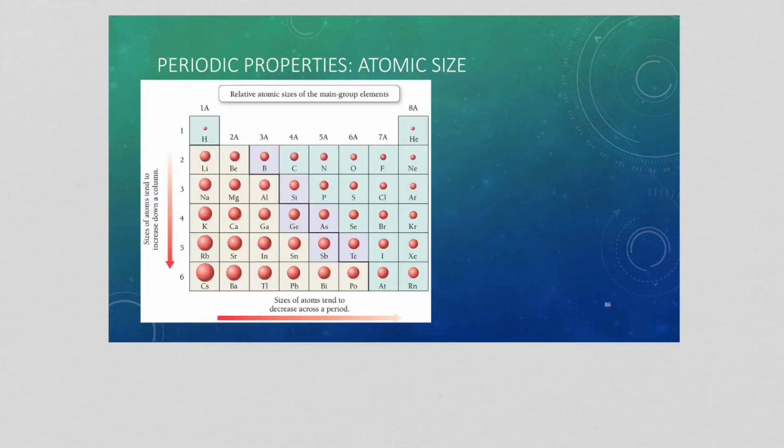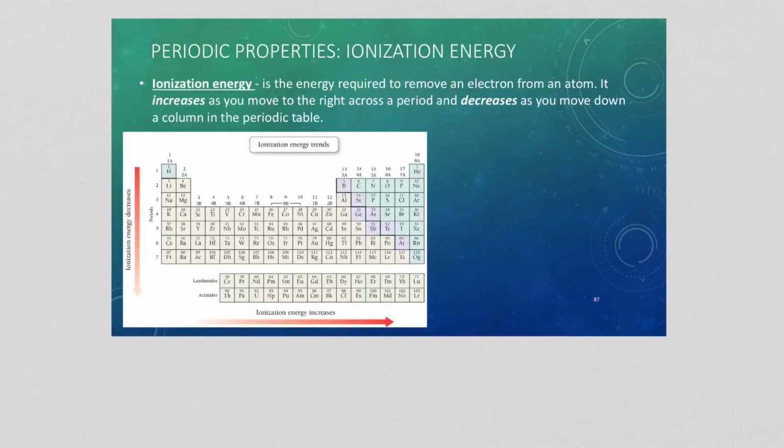So if we look at this, we can see these trends clearly. Right? We can see as we go across, atoms get smaller. As we go down, they get bigger. And if you want to look even more globally, we can see that the biggest elements here are in the lower left-hand side of the periodic table. The smallest elements are up here in the upper right part of the periodic table. So, atomic size.